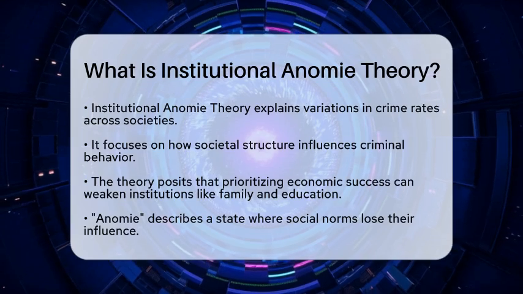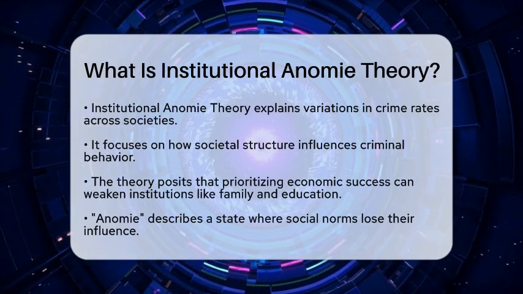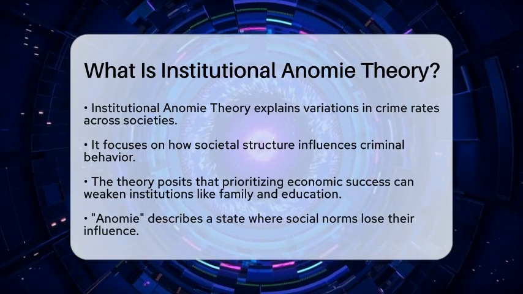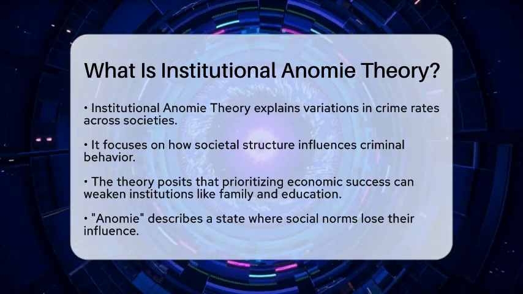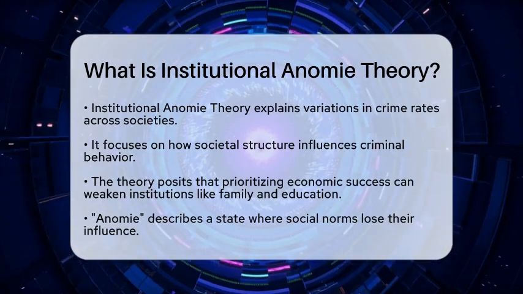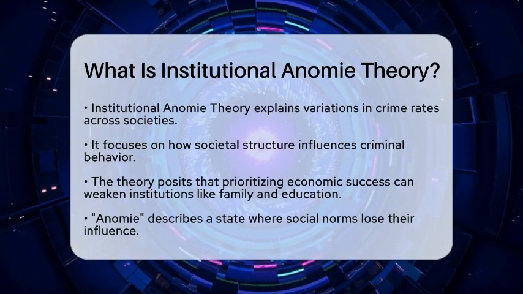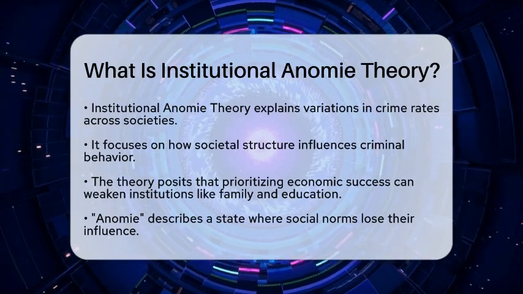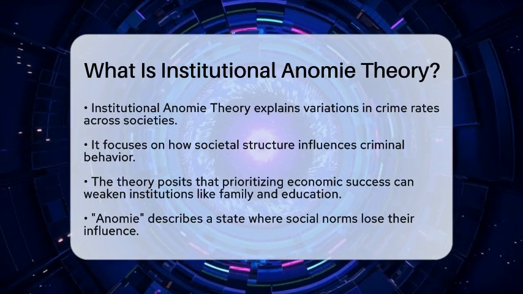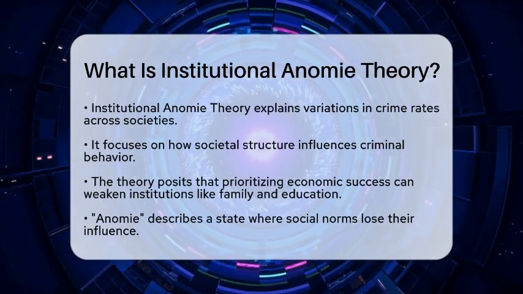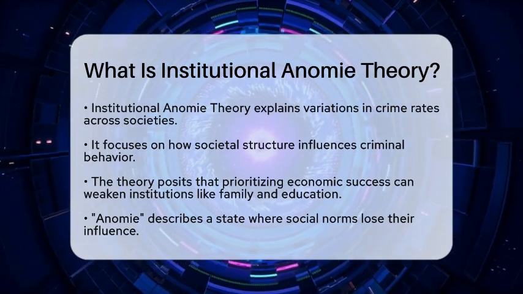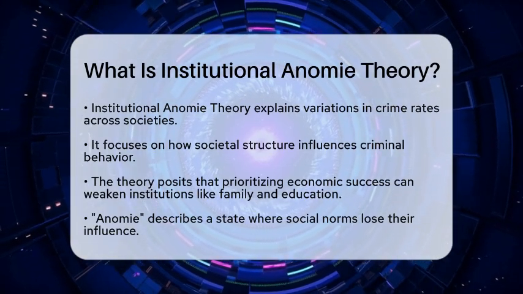At its core, institutional anomie theory suggests that when economic success becomes the most important value in a society, it can weaken other essential institutions like family, education, and government. The term anomie refers to a state where social norms and expectations lose their influence. In societies that prioritize economic goals above all else, individuals may feel pressured to achieve success, even if it means breaking the law. This idea connects closely to Robert Merton's Strain Theory.